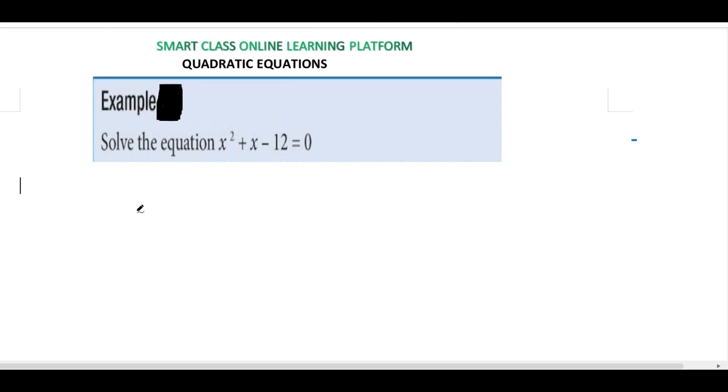Welcome to the next example, on quadratic equations. We want to solve the equation x squared plus x minus 12 equal to 0.